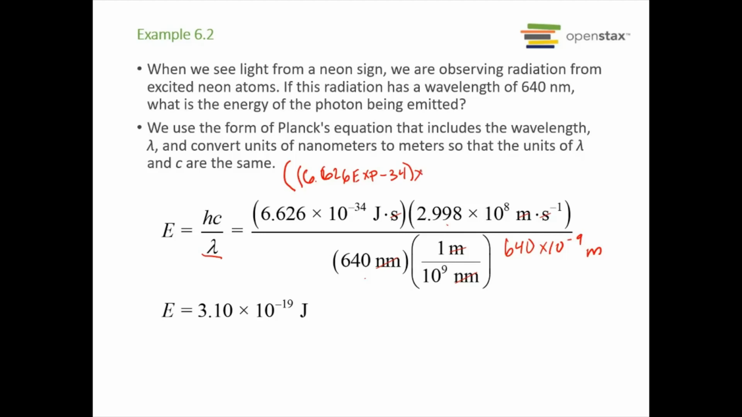And then hit our times button, another parenthesis, 2.998 exp 8, close parenthesis. And now we're going to close that other big parenthesis. So that way the calculator knows, okay, this is all the numerator. And then we hit our divide by sign. And then another parenthesis, 640 exp negative 9, close parenthesis. And then hit equals.